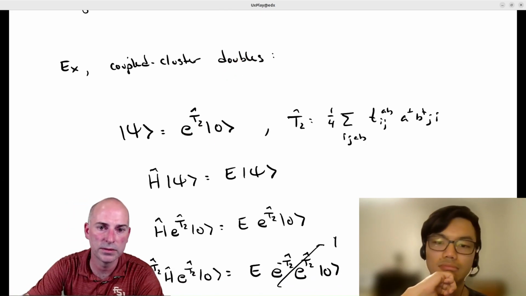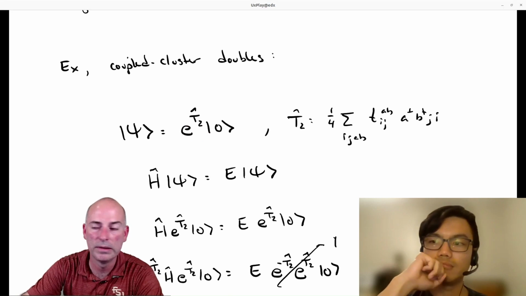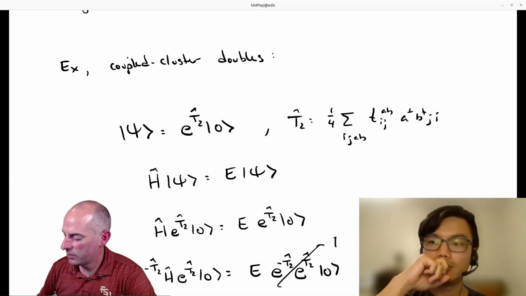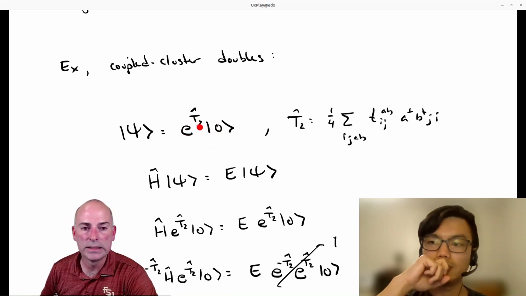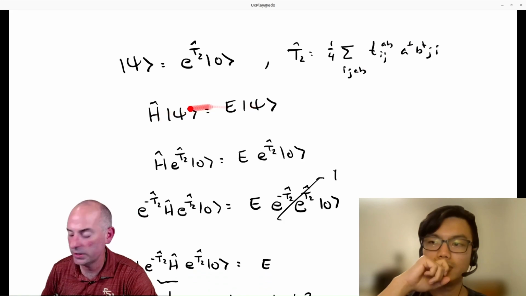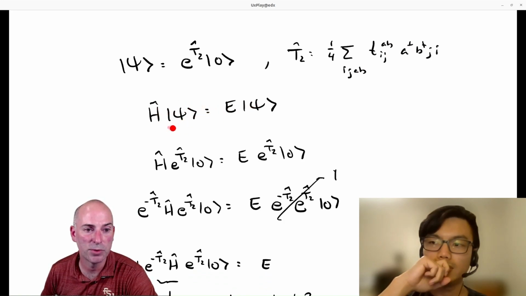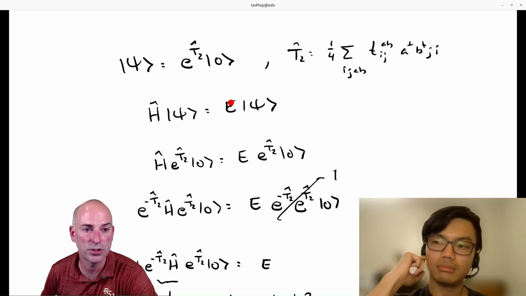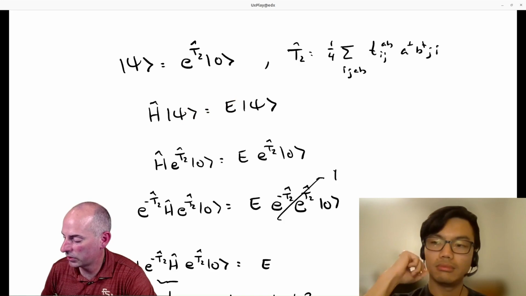I need to make sure I can see my OBS window. I have the same wave function I defined before, but T is simpler than it was. It only has these double excitations in it. And I take the Schrödinger equation. This is the energy equation, the eigenvalue problem for the Hamiltonian. I know the Hamiltonian. I want to solve for the wave functions and the energies. I insert my coupled cluster wave function.